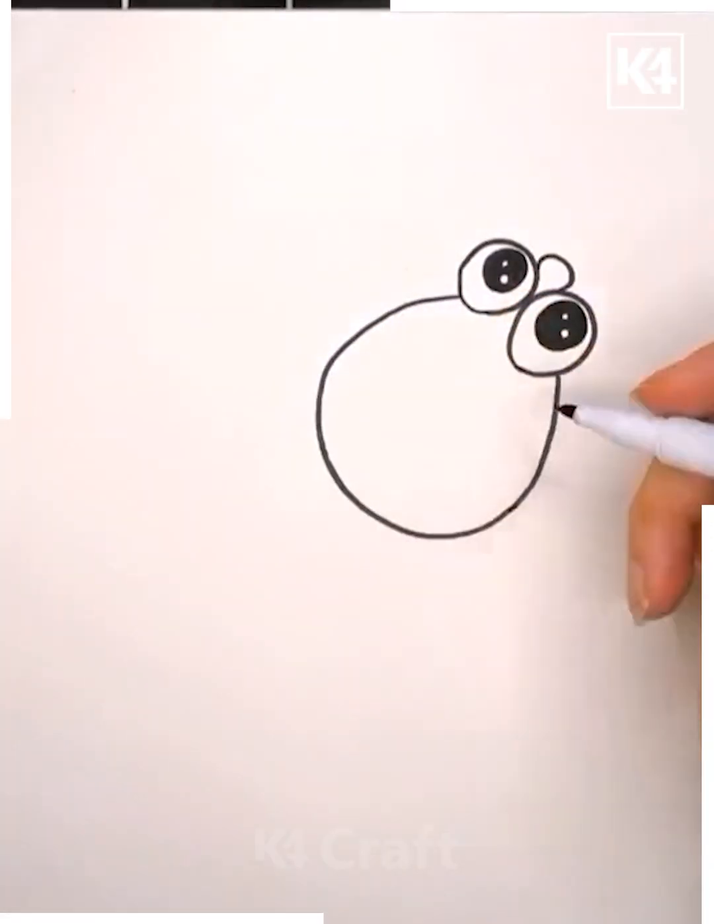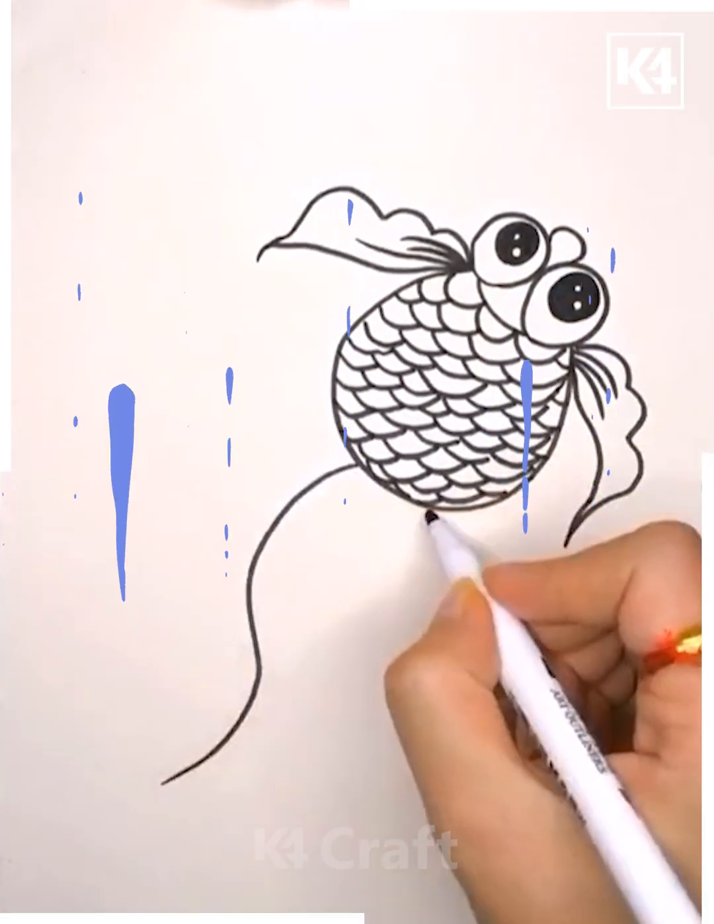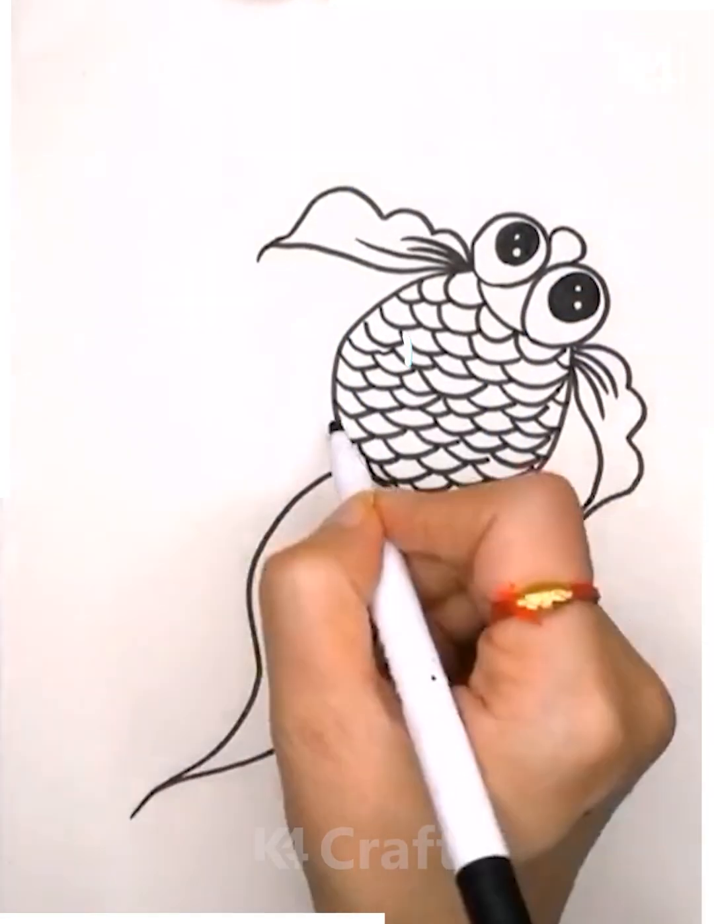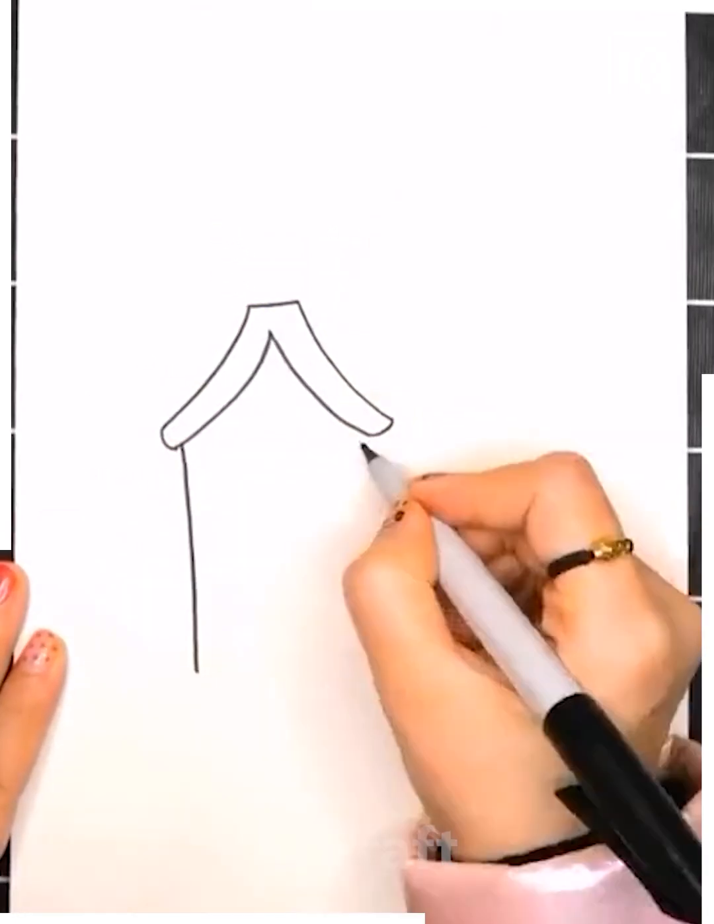So let's see what I'm going to draw this time. So here I'm drawing this beautiful fish. Wow. Now let's see what interesting I'm going to draw this time.